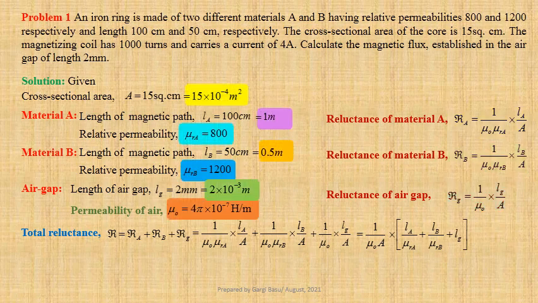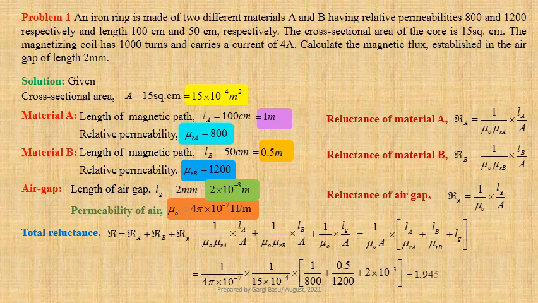Using values we get 1 upon 4 pi into 10 to the power minus 7 into 1 upon 15 into 10 to the power minus 4 into 1 upon 800 plus 0.5 by 1200 plus 2 into 10 to the power minus 3, that gives us 1.9452 into 10 to the power 6 ampere turns per Weber.